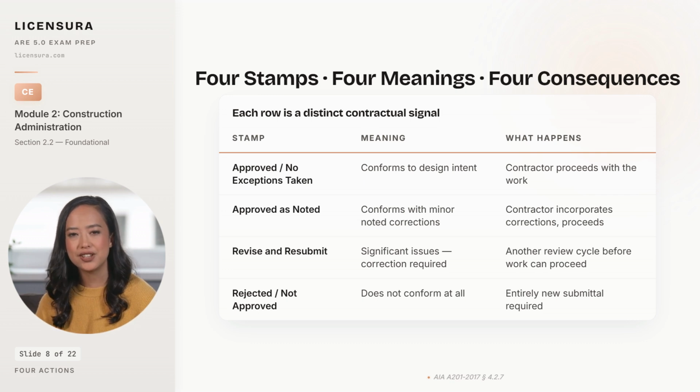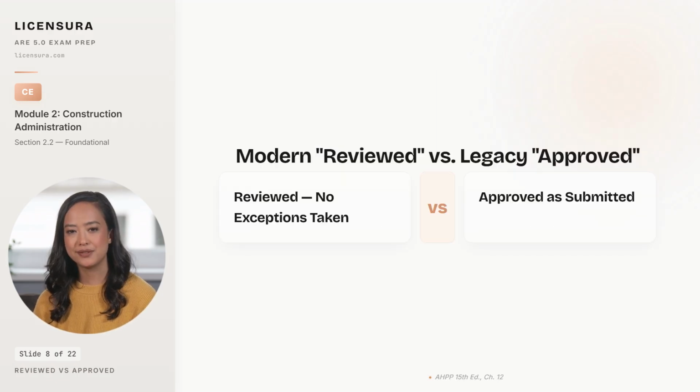Many modern firms have shifted the stamp language itself, and the shift carries a deliberate liability calculation. Many modern firms have replaced the word approved with the word reviewed, and the change is not cosmetic. Reviewed, no exceptions taken, reinforces that the architect's action is a review for design intent conformance, not an approval of the contractor's fabrication, dimensions, or means and methods. The change in language tracks the contractual reality already written in A201, Section 4.2.7, but the word reviewed makes it harder for a plaintiff's lawyer to argue that an architect's approval guaranteed the work.